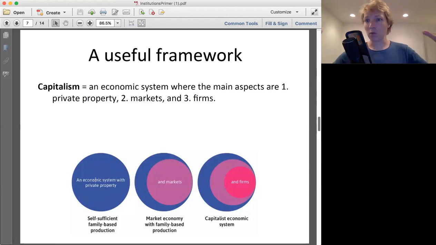This is just a starting point. You need this in order to have exchange, or also innovation. You need people to invest in their property in order to get that growth. Okay, then you need markets.